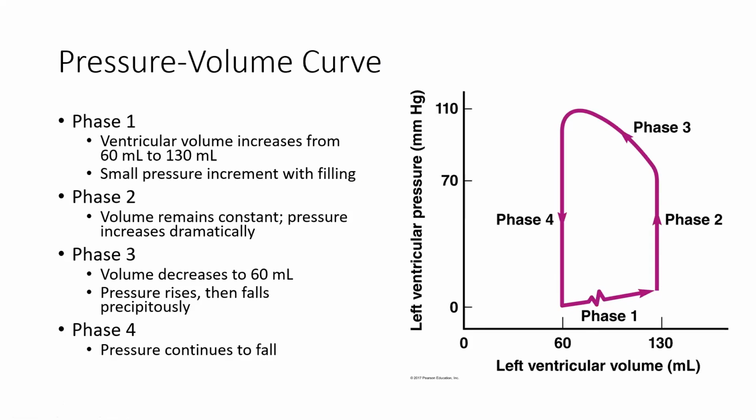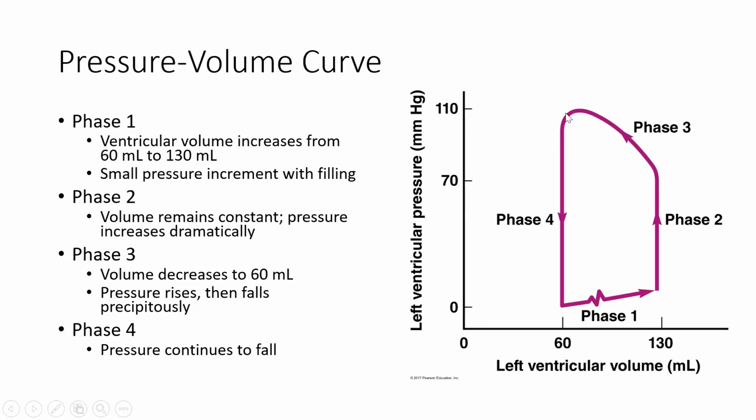Here's where we're ejecting blood from this ventricle into the artery. And so we see that the volume decreases. So we see this backward loop of the curve, which indicates that the volume is now decreasing and the pressure is slightly rising, but then it's going to eventually drop off towards the end of phase three. This is that attempt of the ventricle to squeeze the blood out initially, but as that blood moves out of the chamber, the pressure then falls.